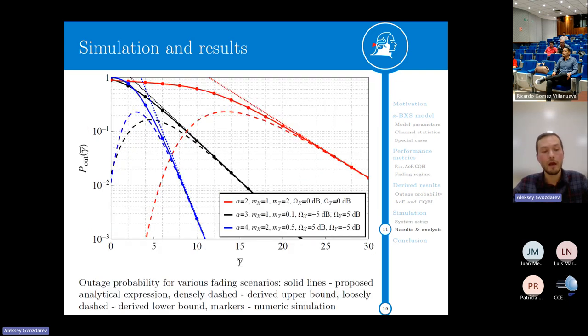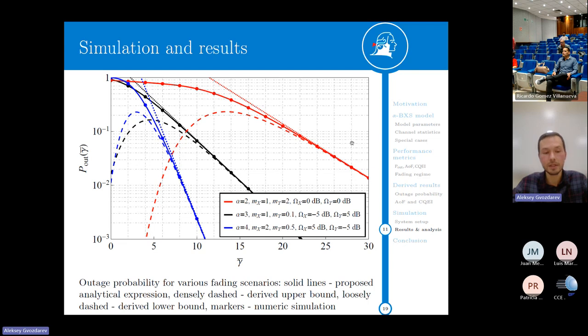First, the correctness of the derived closed form expressions was verified through simulation, depicted with markers on the plot, and numerical evaluation, those are lines. And the closeness of the derived upper and lower bounds was analyzed.